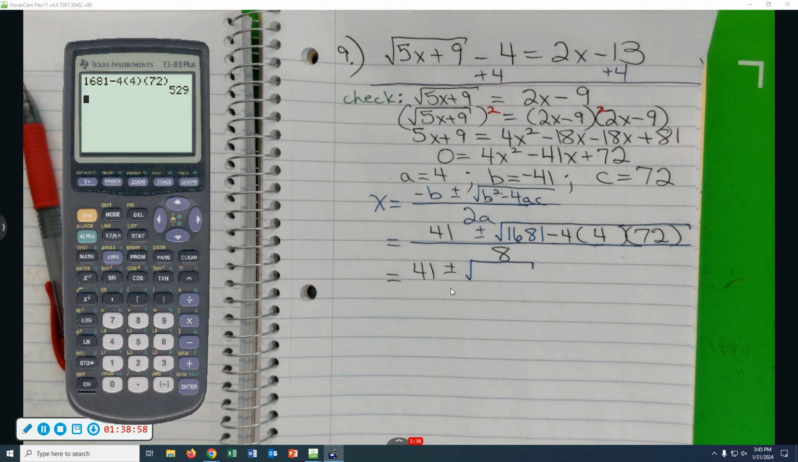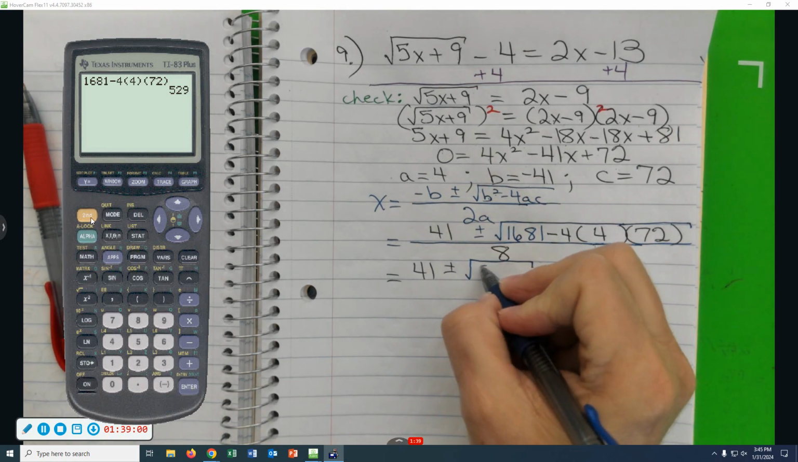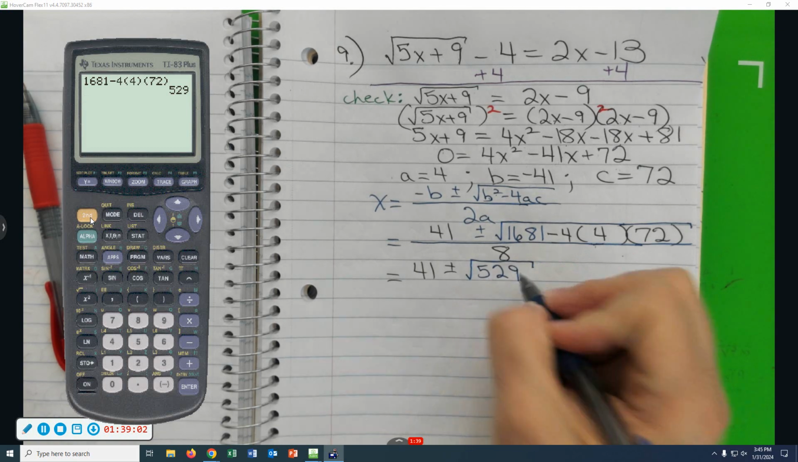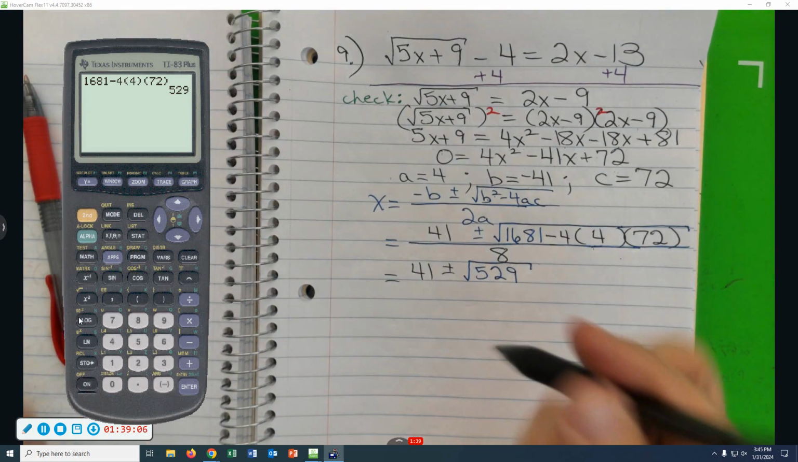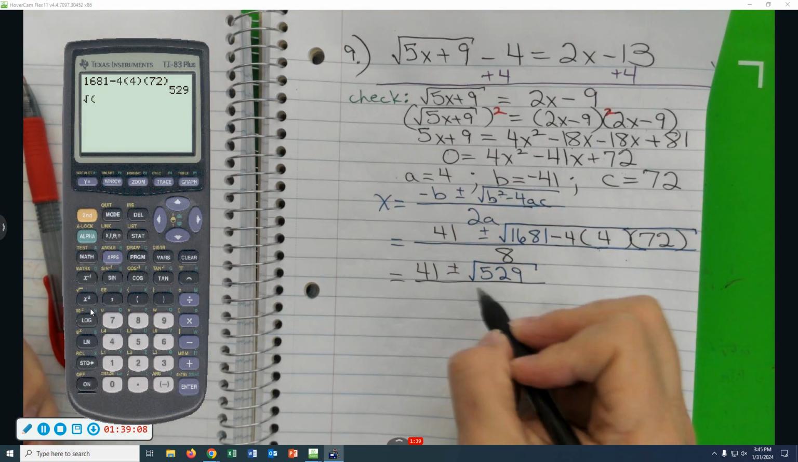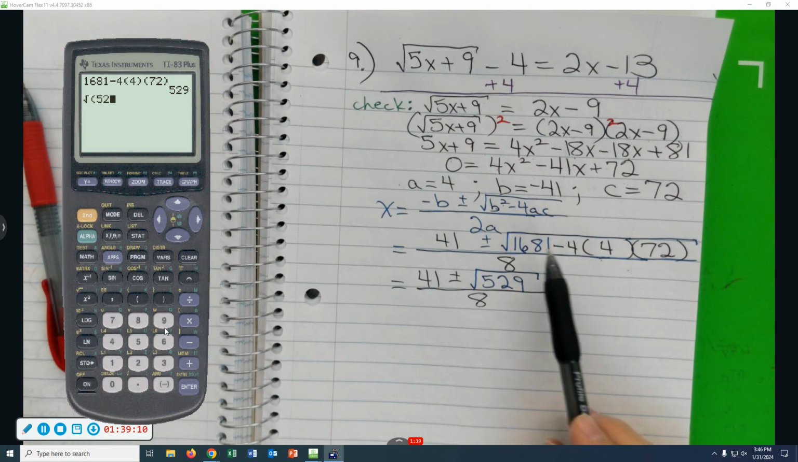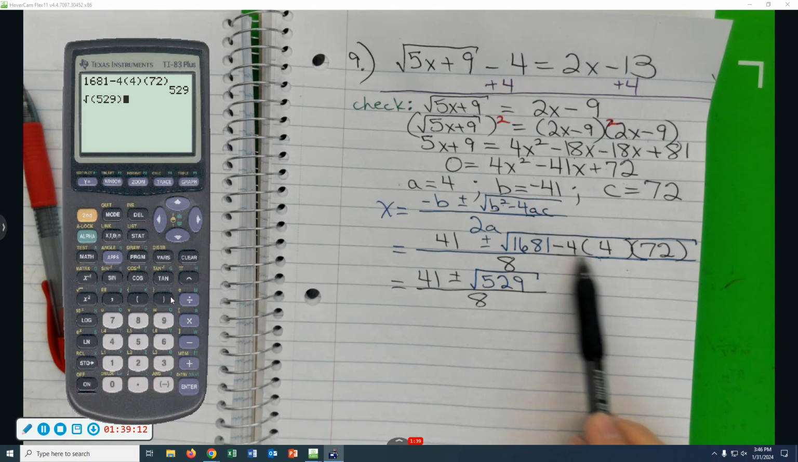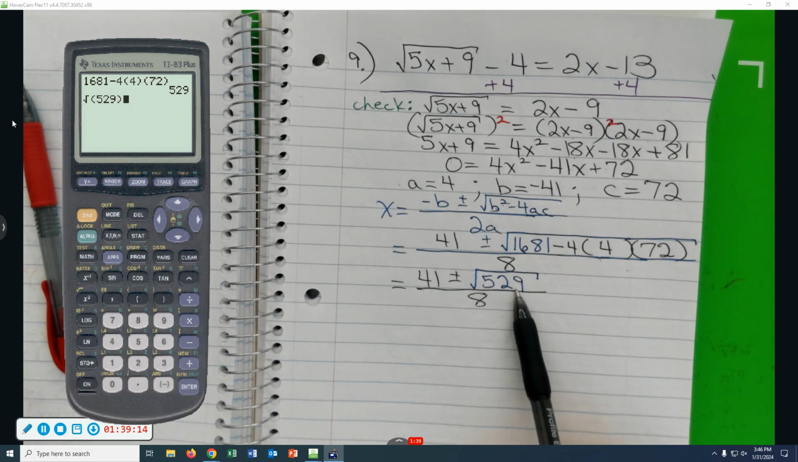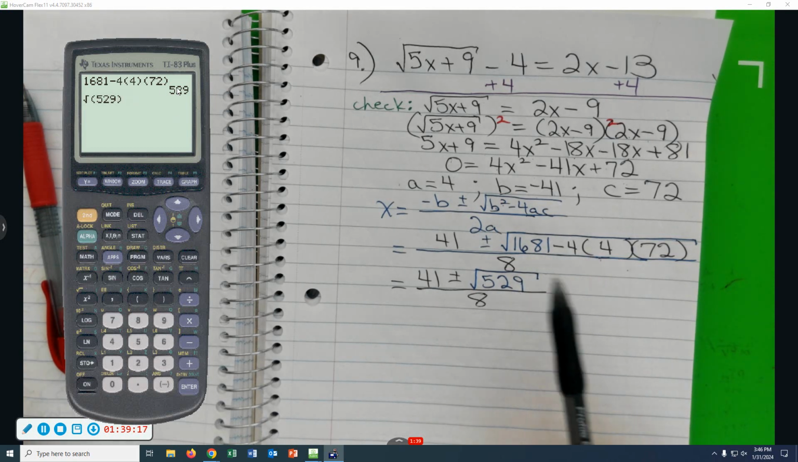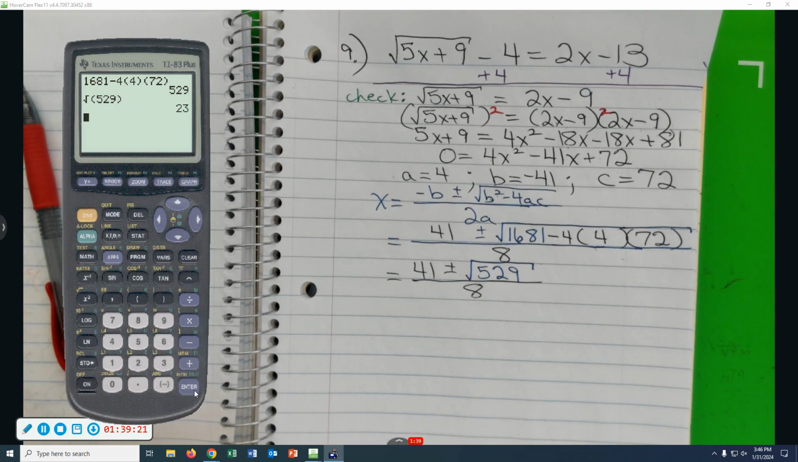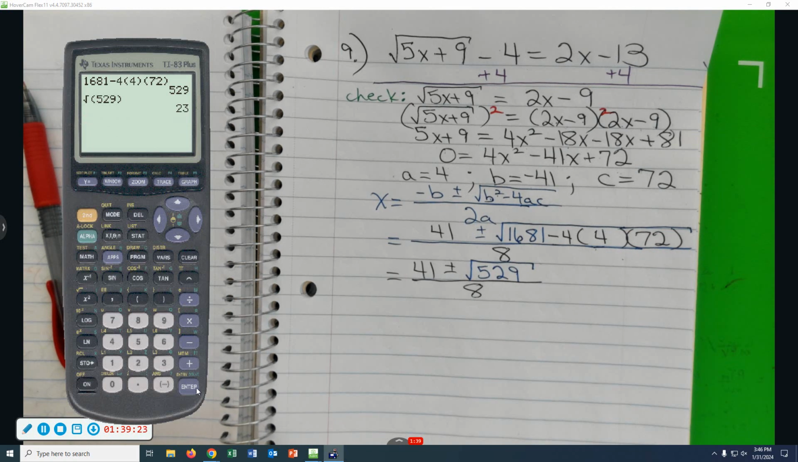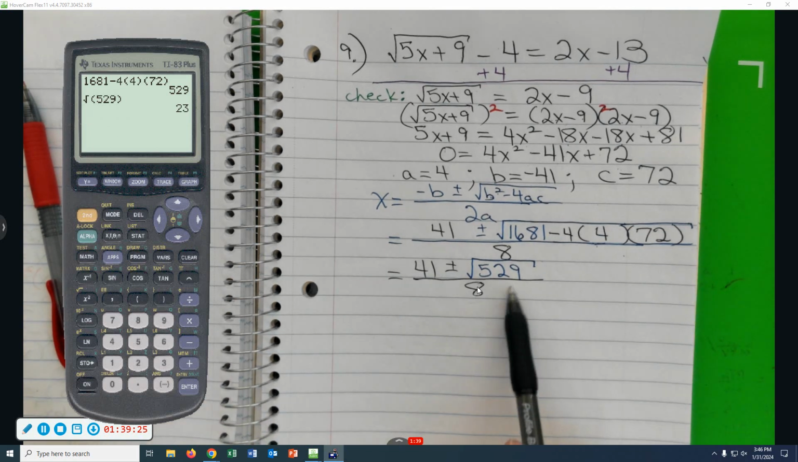529. That's a perfect square. So that's nice, all over 8. But let's go see what's... Any questions on how we got the b squared minus 4ac to equal 529? Okay. The square root of 529. There it is. The square root of 529 is 23.